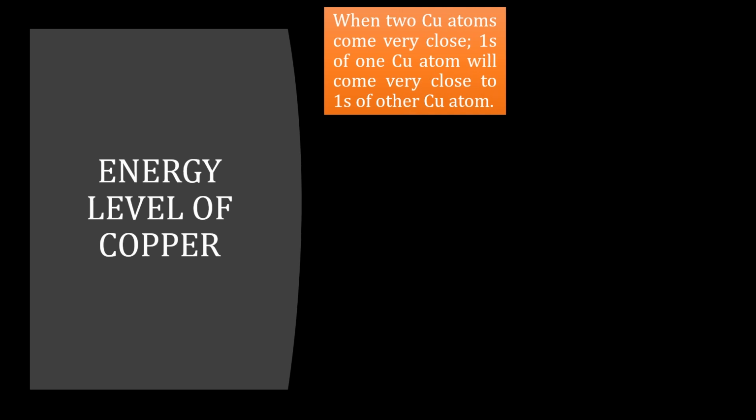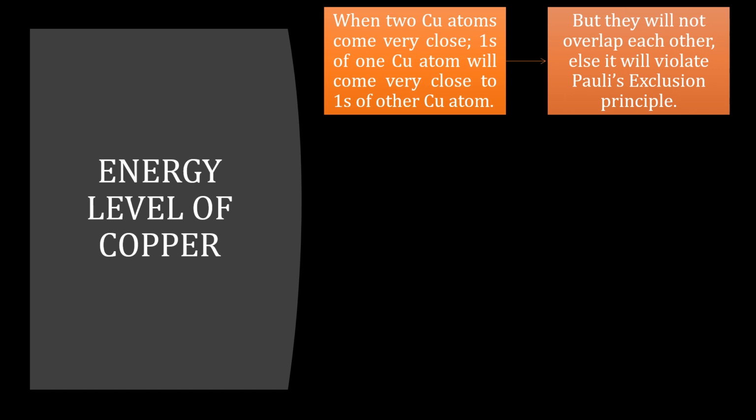If we bring two copper atoms close together, then 1s of one copper atom will come very close to 1s of another copper atom. But these two 1s levels will not overlap with each other. If they do so, it will violate Pauli's exclusion principle. I hope you remember what Pauli's exclusion principle is. Pauli's exclusion principle states that no two electrons can occupy the same values of all the 4 quantum numbers. Therefore, 1s of one copper atom cannot have the same values of all the 4 quantum numbers as 1s of another copper atom.